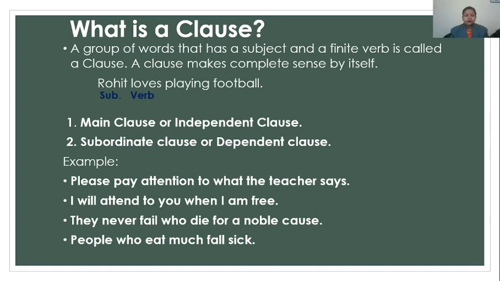Let's find out what the clauses are in this. Please pay attention to what the teacher says.